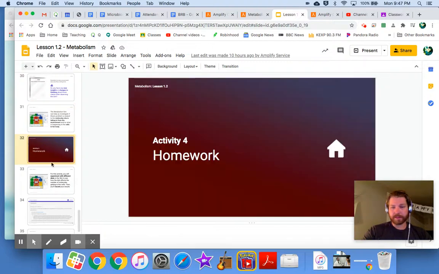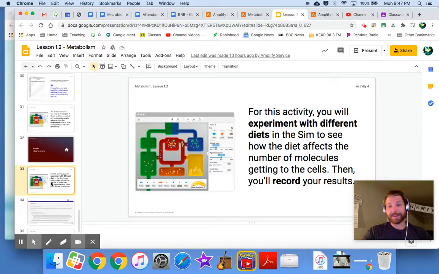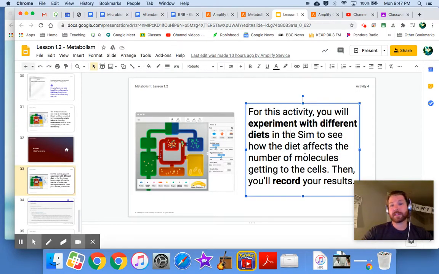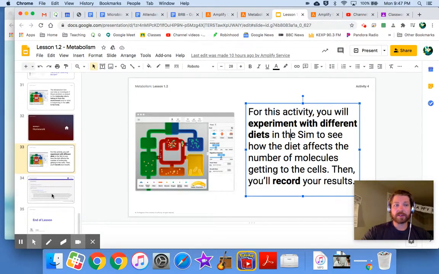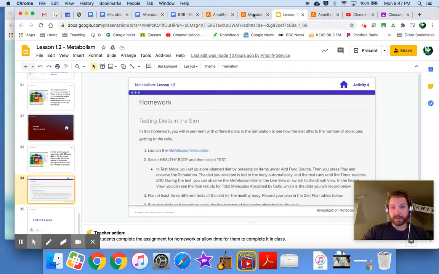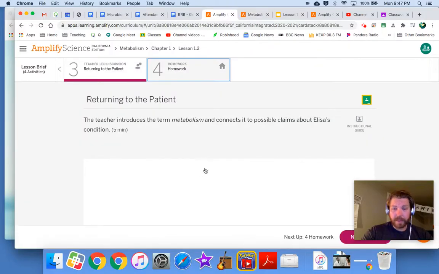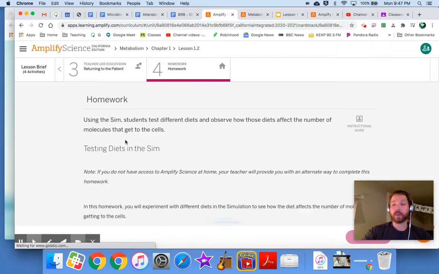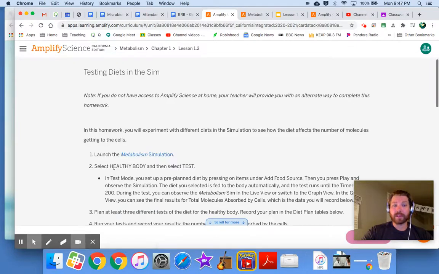So let's jump to the homework. In the homework, you're actually going to go on a diet. Well, your simulation is going to go on a diet. You're going to come up with 3 different diets to use in the simulation, and you're going to see how many molecules are going to get to the cells. So the homework section in Amplify has detailed instructions for you to follow. Please follow each of the instructions listed right here.